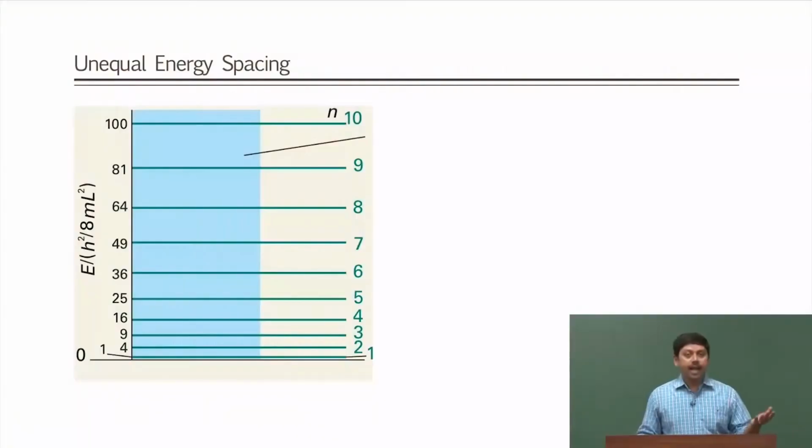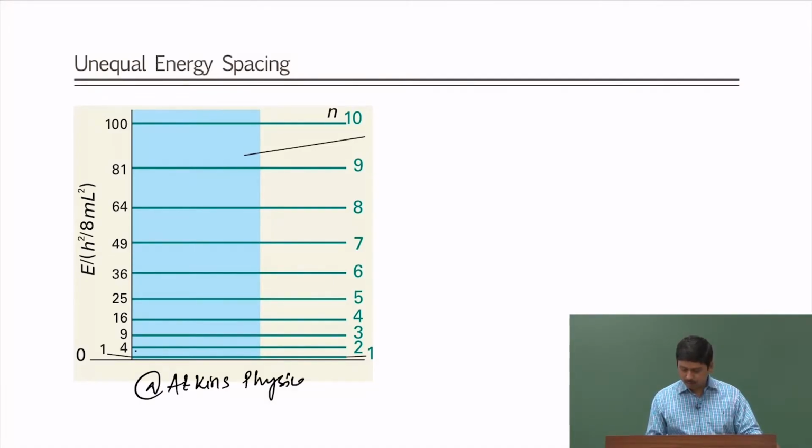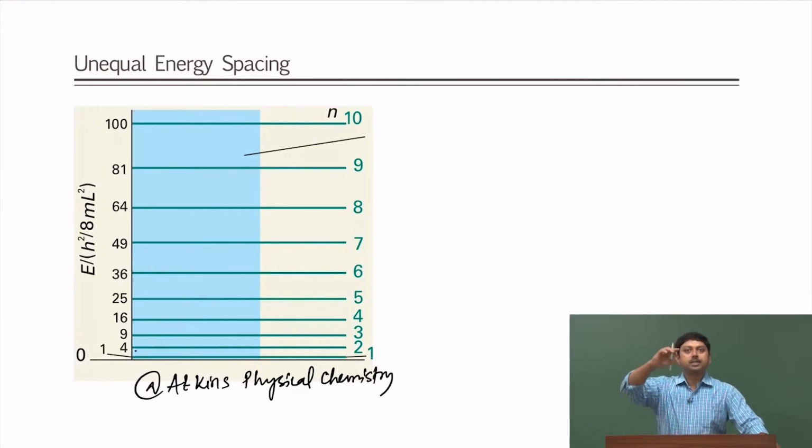For example, a very simple system like a particle in a box does not give us equal energy spacings. As you know, the energy levels keep on increasing. This picture is taken from Atkins' physical chemistry book. As you know, when the energy levels increase, the difference keeps on increasing. So if you use this particle in a box concept, it will be very difficult to do that.